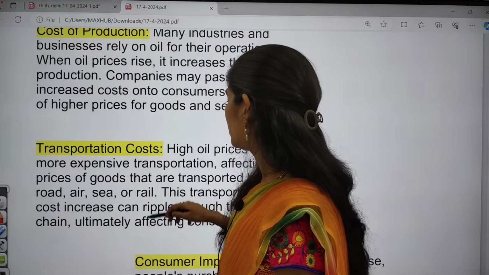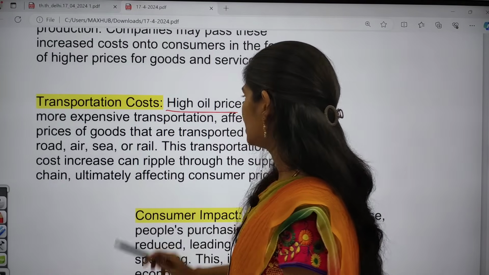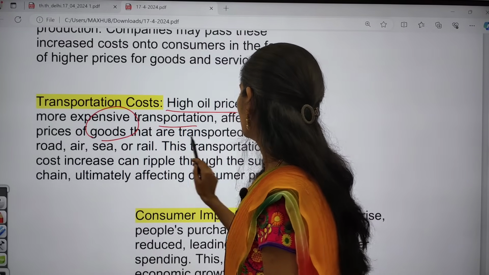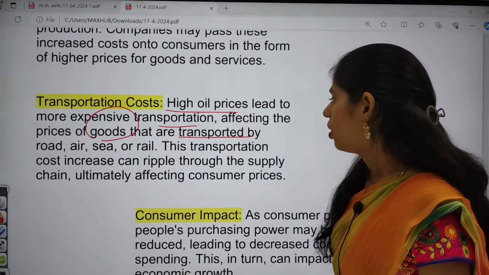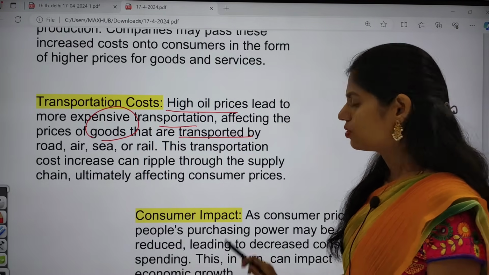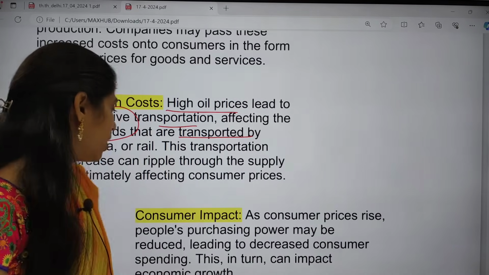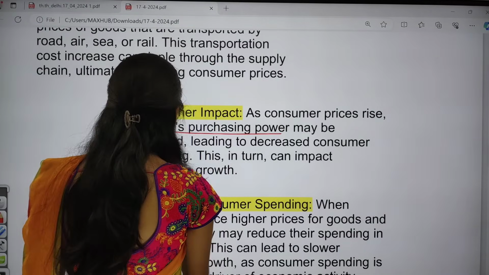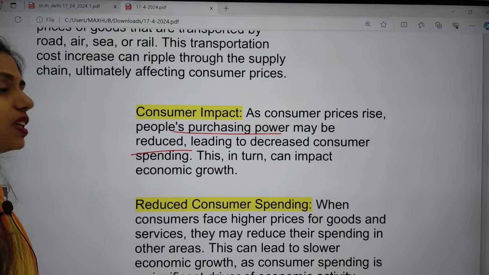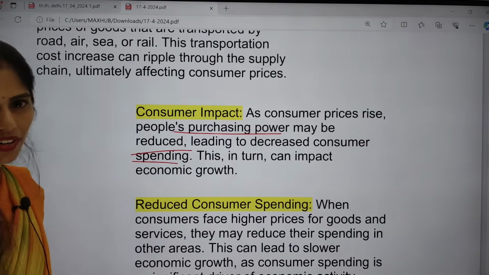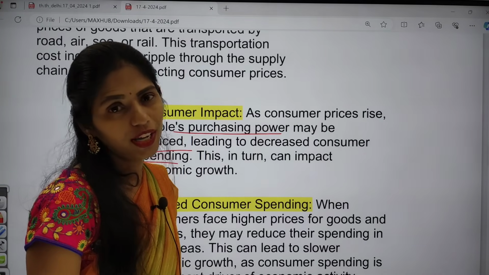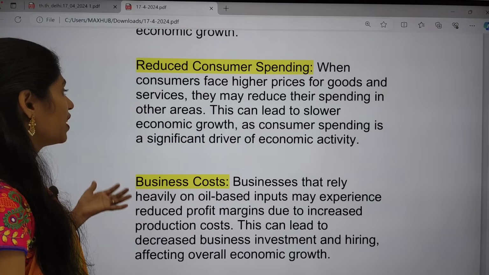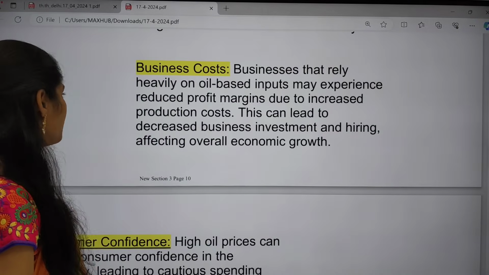And next one is transportation cost. So high oil price leads to more expensive transportation, which is affecting the price of goods that are transported by road, air, sea or rail. Okay, and next one is the impact that is seen on consumers. So as consumer prices rise, people's purchasing power may be reduced, and that will lead to reduced consumer spending. Whenever consumer spending is decreasing, overall economic growth will be affected. And next one is decreasing of consumer spending. I discussed this. And next one is business cost.